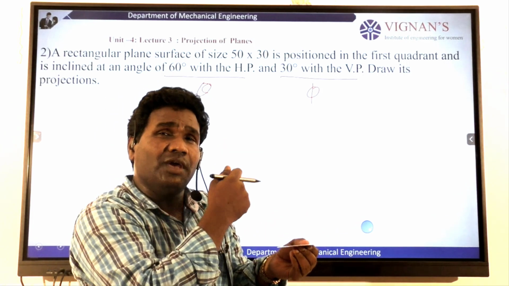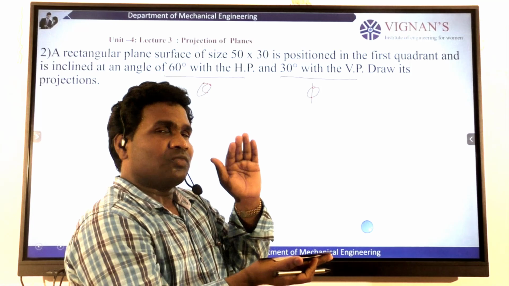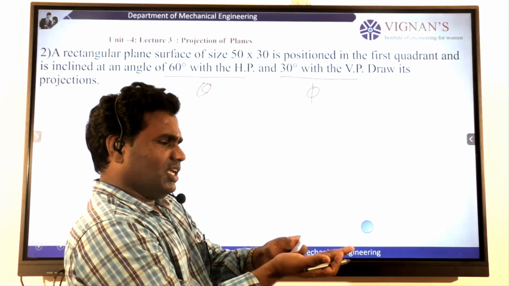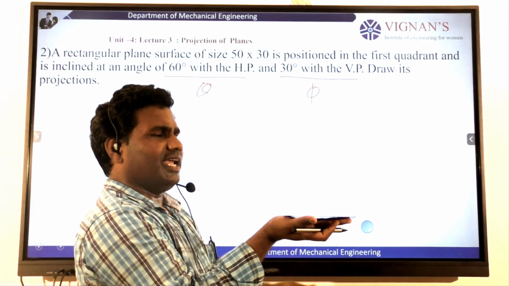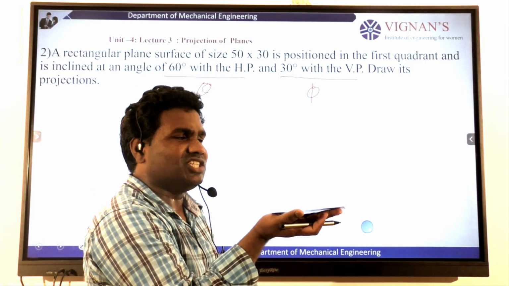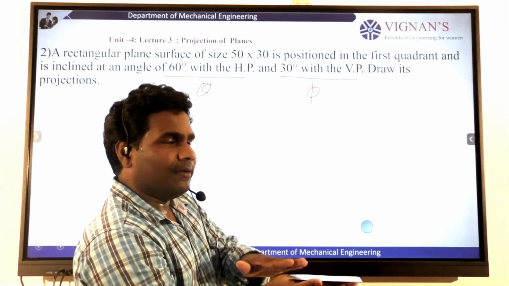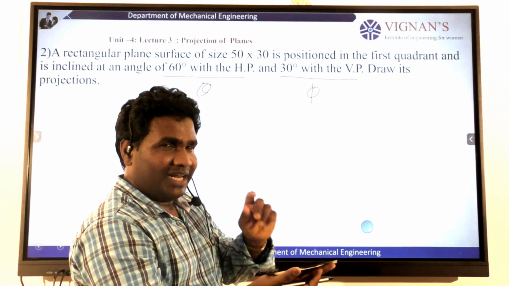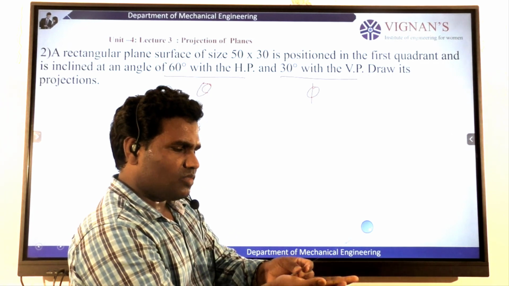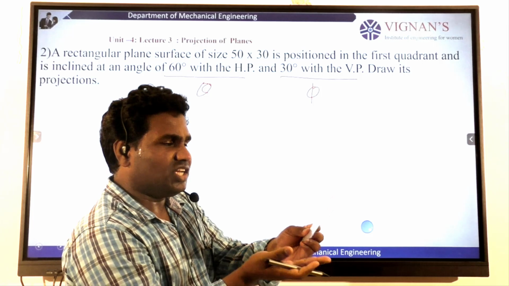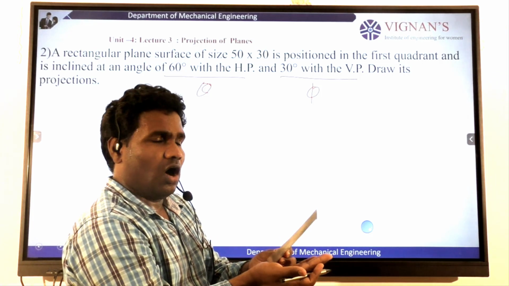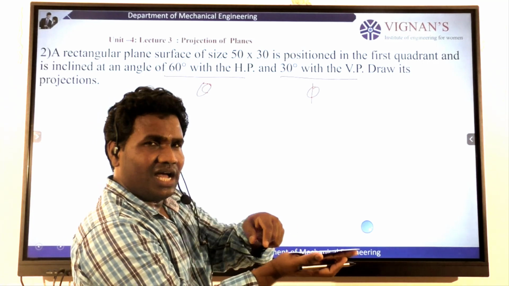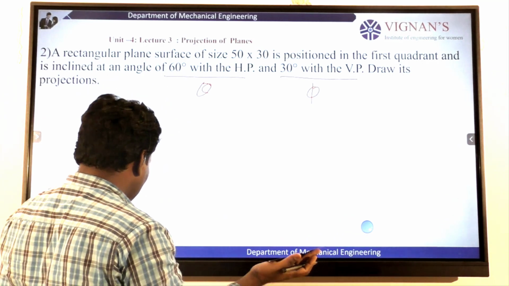And what about with VP? Perpendicular to VP. This is a very, very important point. So in the initial position, we have to assume the total plane is resting on the horizontal plane and perpendicular to the vertical plane. And an important thing is we have to mention how it is resting. The condition is we have to draw a line perpendicular to the XY line.